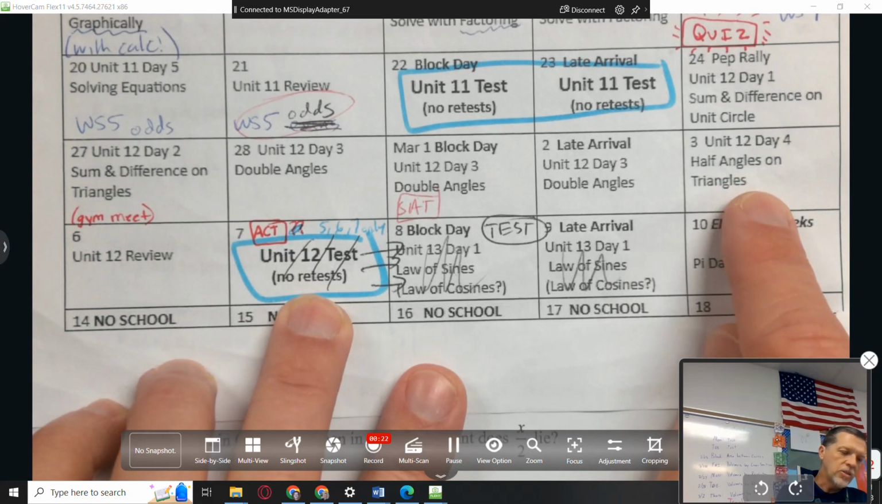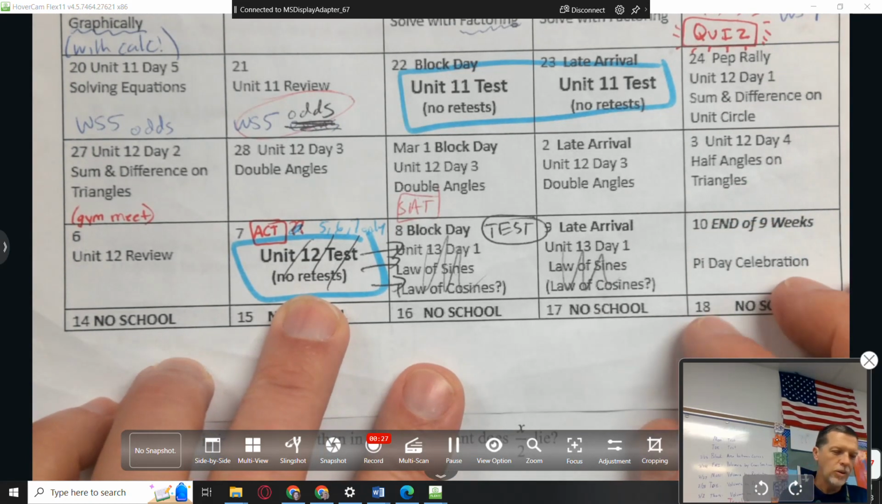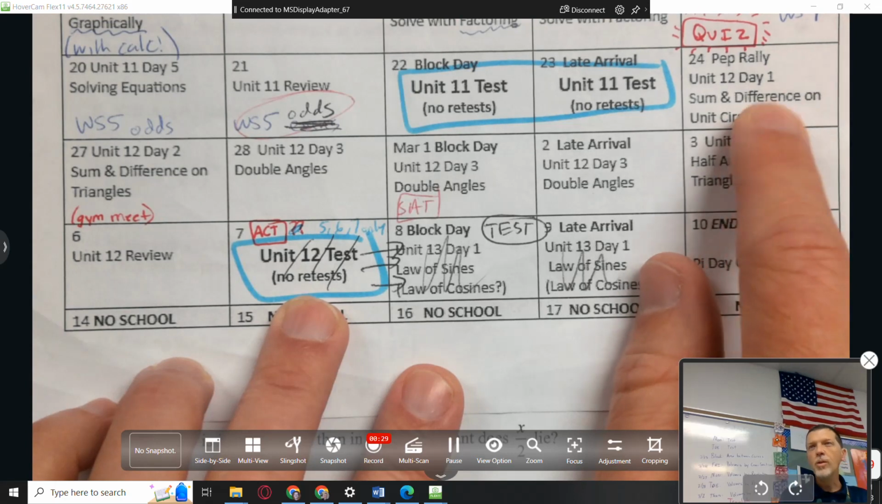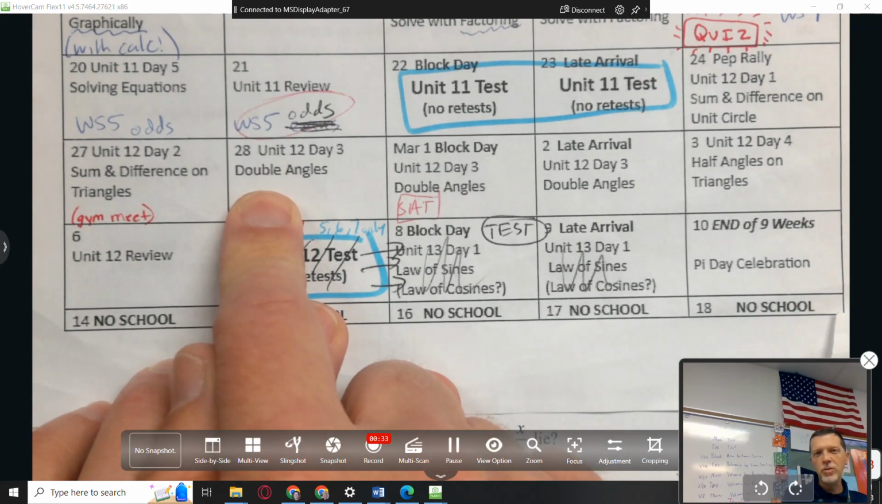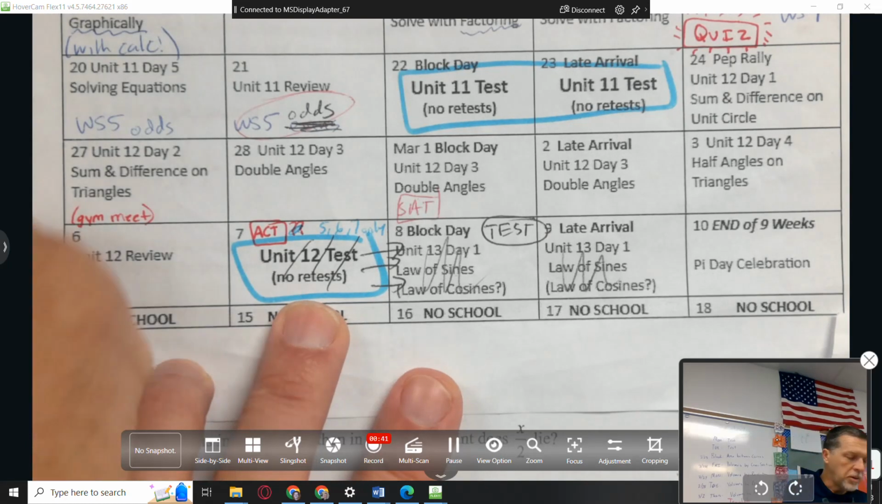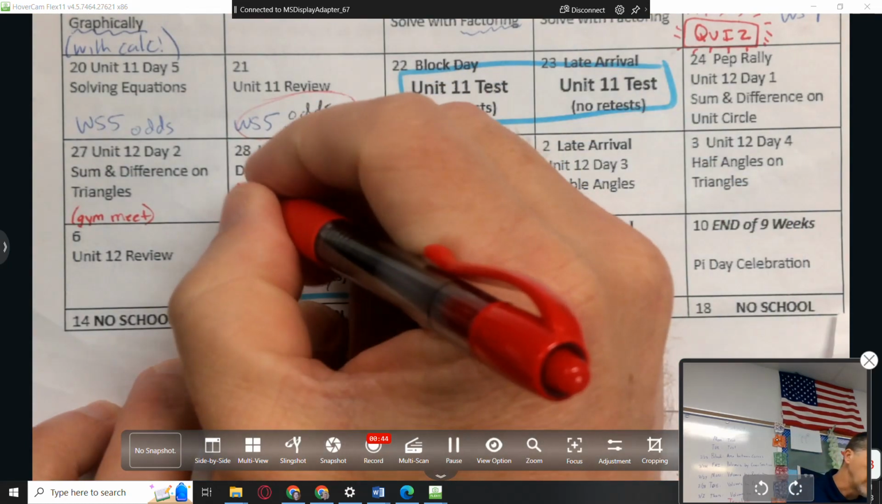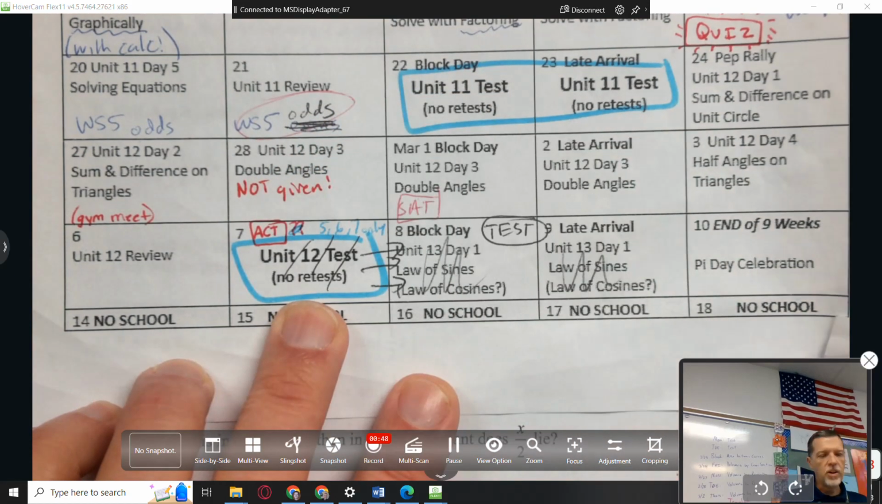Today's the last day of new stuff. So there's only been three lessons in this unit. Sum and difference. We'll give you those formulas. Doubles, we won't give you those, but you can get them from the sum and difference if you want to. And then today we'll do half angles, and we'll give you those. So sum and difference, or excuse me, doubles are the only ones that are not given on the test. We'll give you all the others.